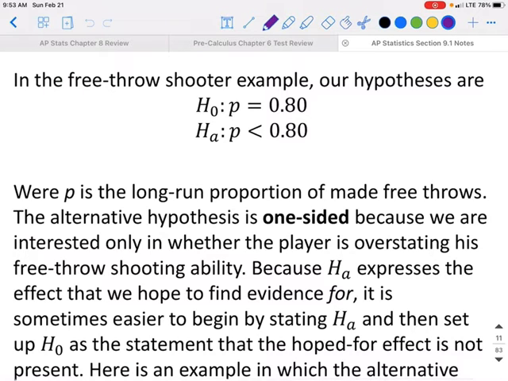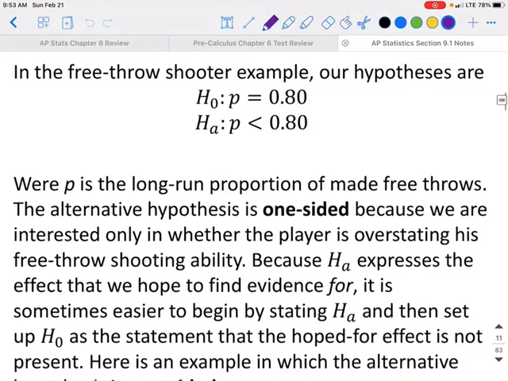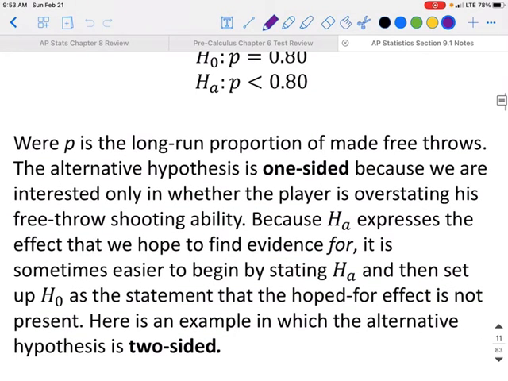The alternative hypothesis is a one-sided hypothesis because we are interested in only whether the player is overestimating his free throw shooting ability. Because H sub a expresses the effects that we hope to find evidence for, it is sometimes easier to begin by stating your H sub a and then setting up your null hypothesis as a statement that the effect we hope for is not present.